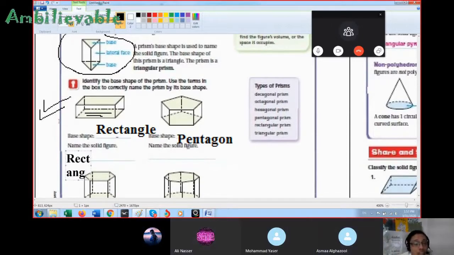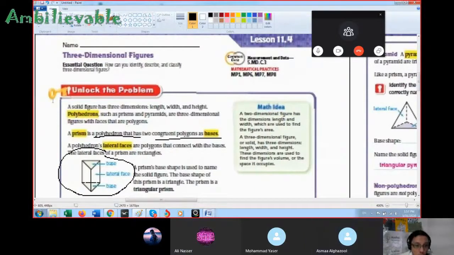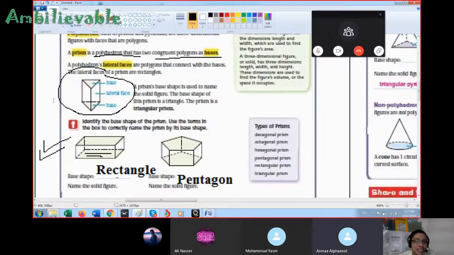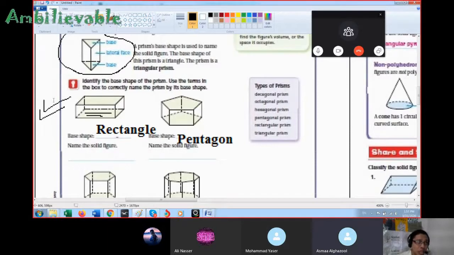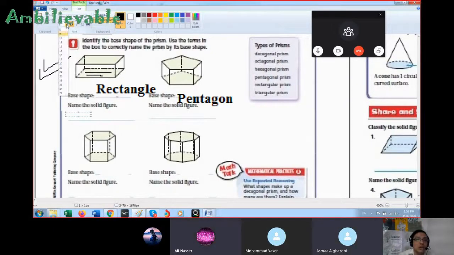What is a solid figure? A solid figure, Rivan, is a polyhedron, a three-dimensional figure. Understand? A solid figure is a three-dimensional figure. That is only the explanation of the solid figure. Mister, I understand only the base shape. I don't understand the solid figure. When we talk about a solid figure, it is a polyhedron that has faces and dimensions, just like the rectangular prism, pentagonal prism. So this one is a rectangular prism. That is a solid figure.